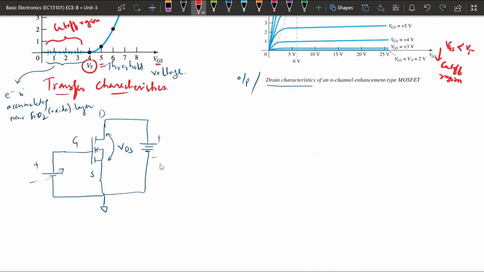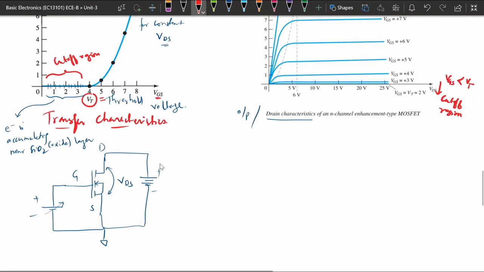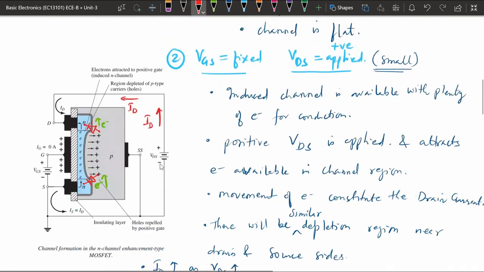The similar analysis we can do for the P-channel MOSFET also, but the only difference is that instead of using a positive gate to source voltage, we need to apply a negative gate to source voltage. Once we apply the negative gate to source voltage, instead of attracting electrons, it will be attracting holes from the n-type substrate. For a P-channel MOSFET, we need to have an n-type substrate.